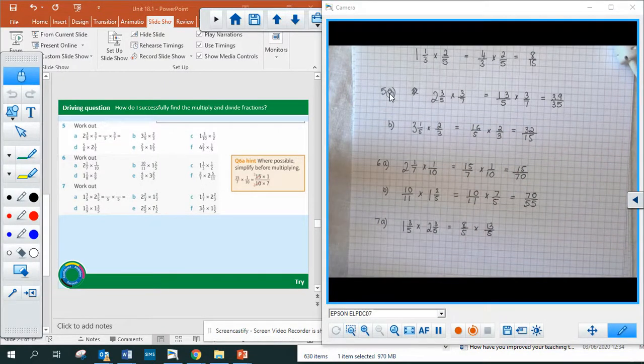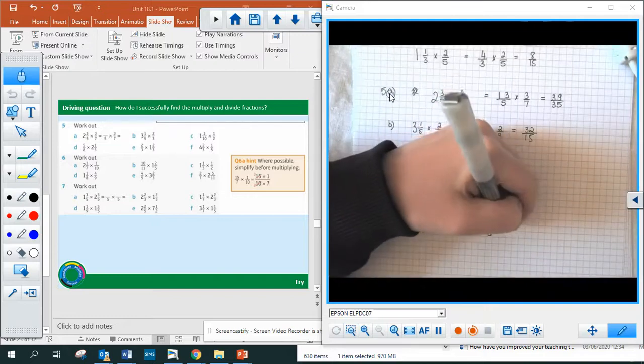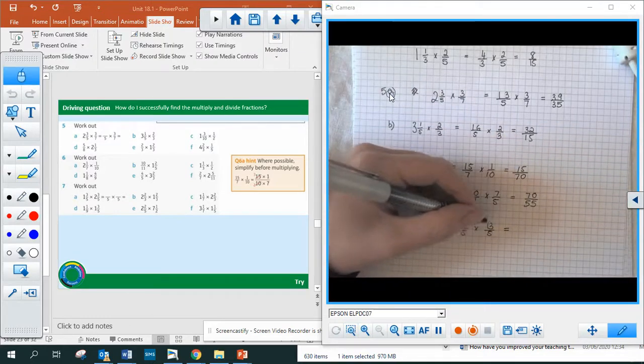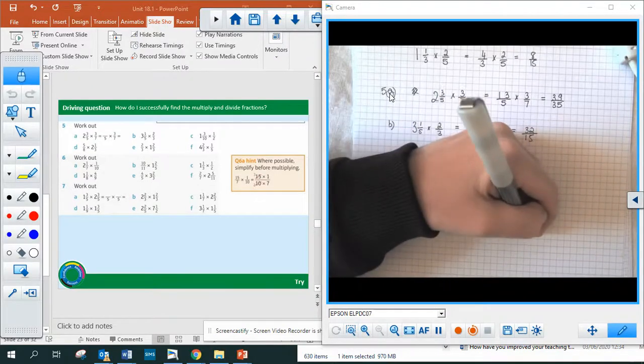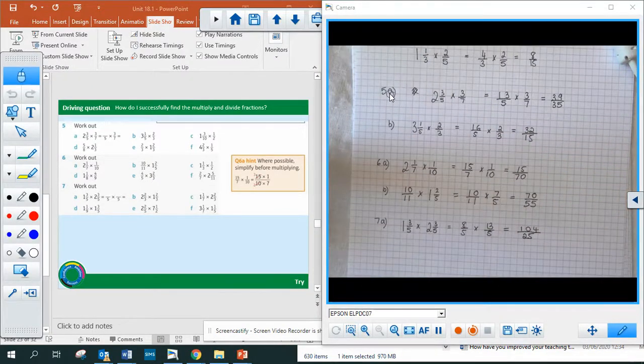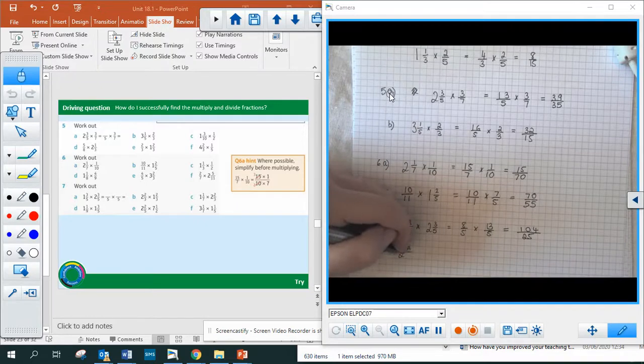Now we're just going to multiply as normal. So multiply our numerators together. 8 times 13 is 104. 5 times 5 is 25. Okay, let's do part B. We've got 2 2/3 multiplied by 1 2/3.